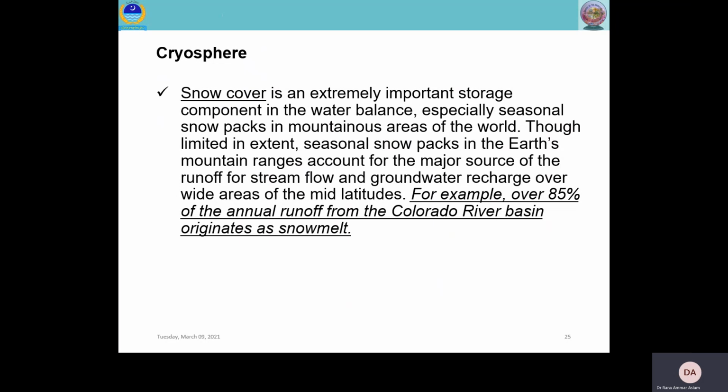Actually, groundwater can further be divided into two components. One is the deep groundwater, that is the older groundwater, and the shallow groundwater is the fresher groundwater, in terms of age. So this snow cover, when it melts, contributes to the shallow groundwater, and some of it also contributes to deep groundwater resources. So as an example, you can see that more than 80% of annual runoff in Colorado River comes from snowmelt.